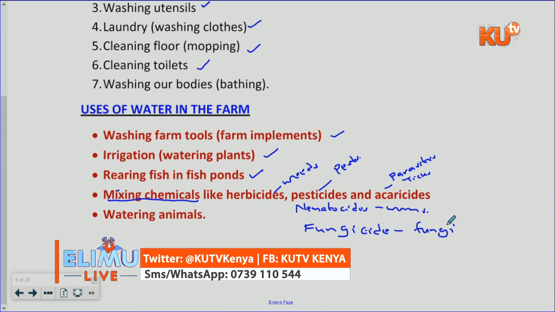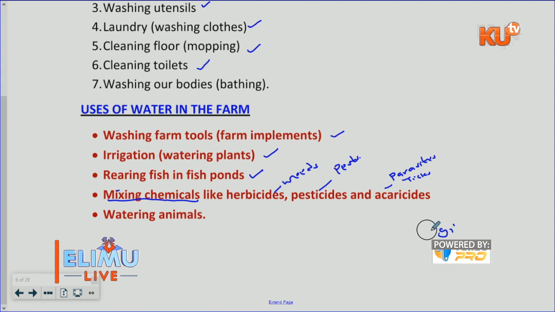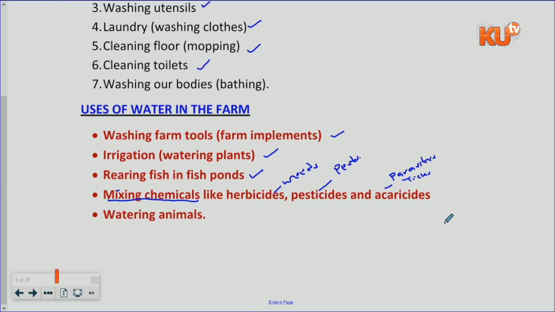Herbicides can be used to control weeds, because weeds are found in the farm. Nematocides are for worms, since animals can have worms. Fungicides are for fungi, and we know a fungus is a harmful plant. So among these uses of water, we have something called mixing chemical. And this mixing chemical, we shall also find somewhere else. So in the farm, it is there.